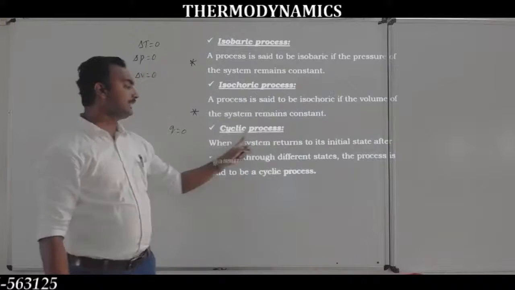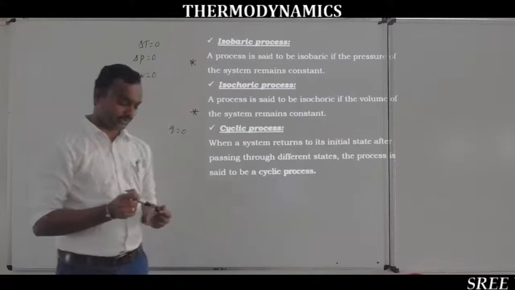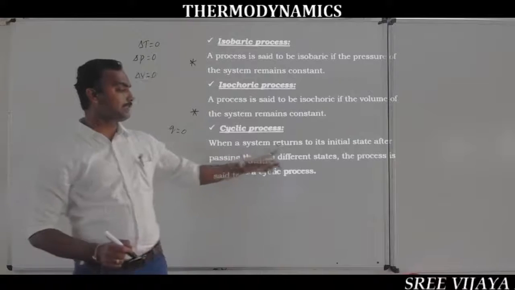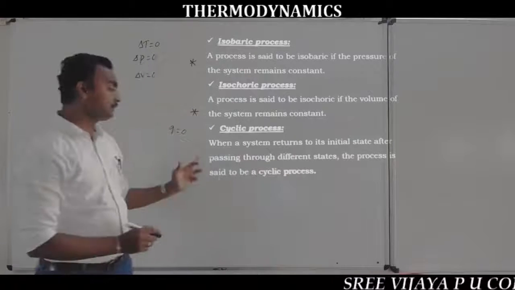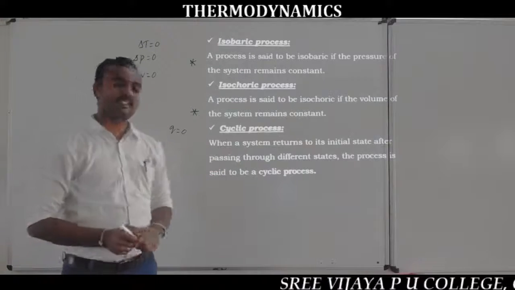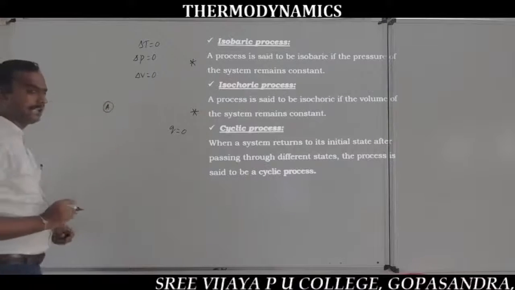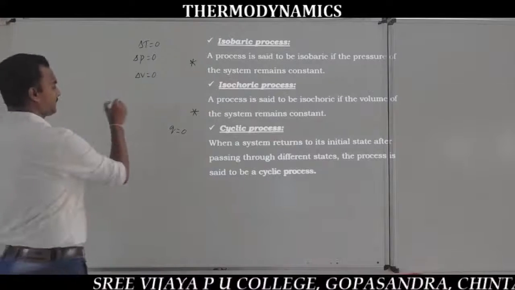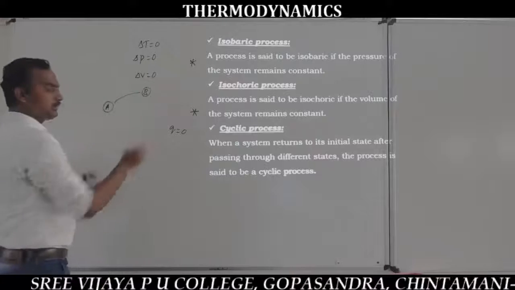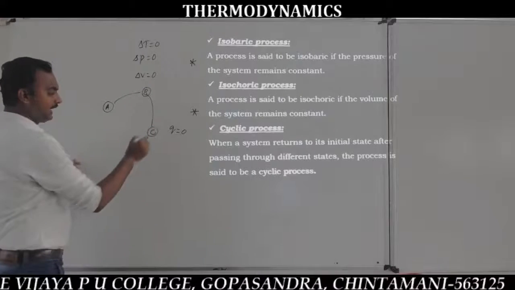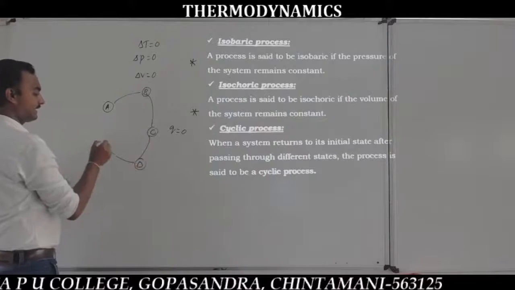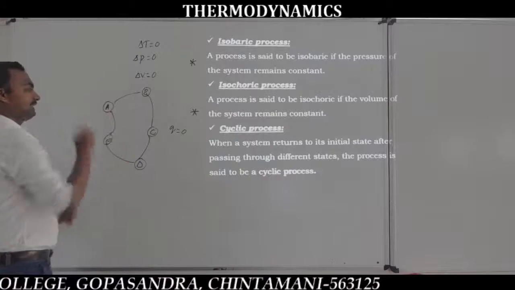And one is the cyclic process. What is the meaning of a cyclic process? Remember, when a system returns to its initial state after passing through different states, the process is a cyclic process. For example, let me take a system. The initial state is A, and then it goes to B. Again it comes to C, then to D, and then to E. Again it comes back to the initial state.